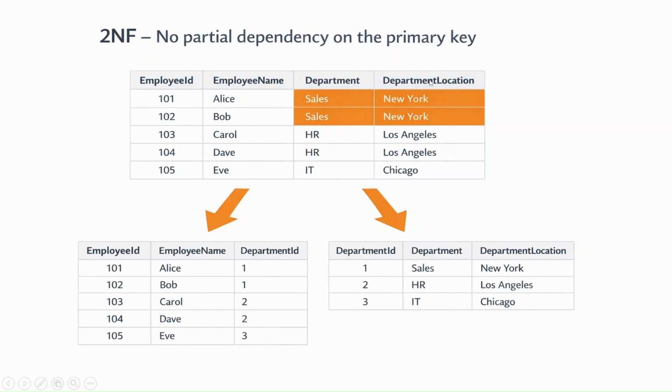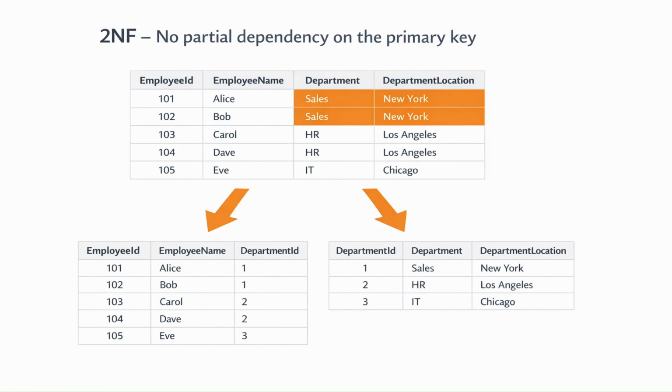But in the case of department and department location, these two columns do not depend directly on the employee ID. So here we are breaking the second normal form, which says no partial dependency on the primary key, because employee name depends on the employee ID, that is correct, but department and department location do not. So this is an example of partial dependency. If all the columns depend on the employee ID column, then that is great. But here, we are not following that rule.